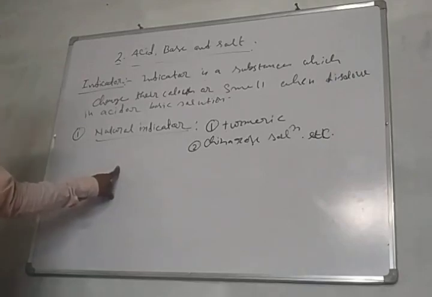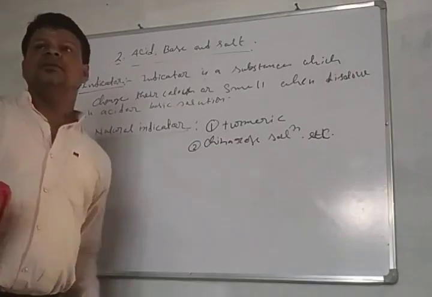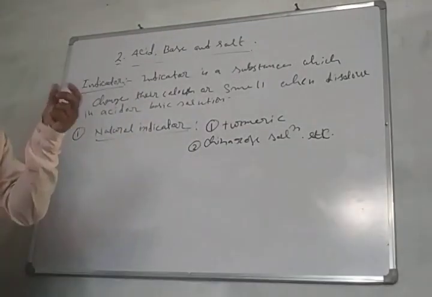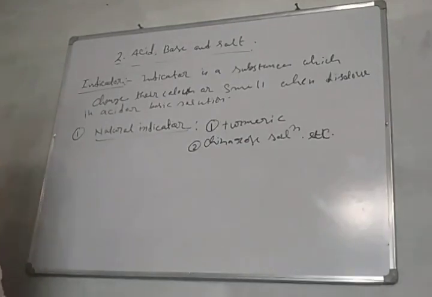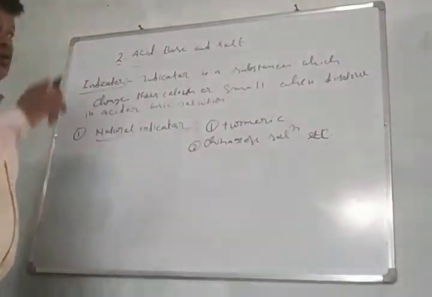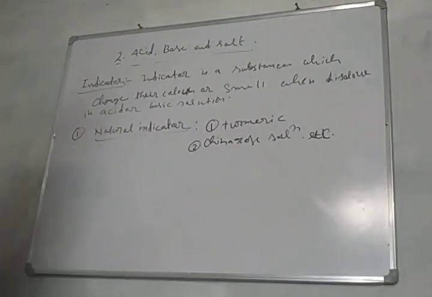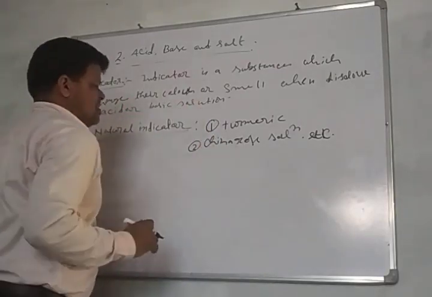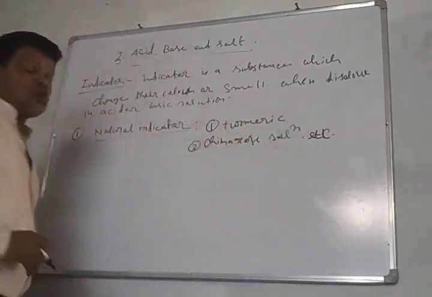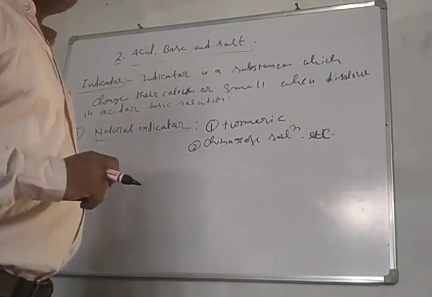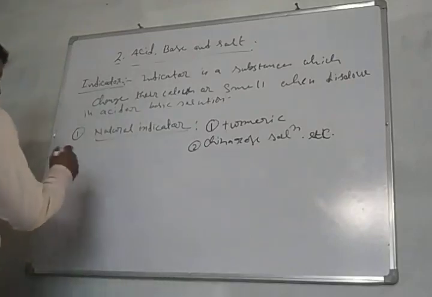Then it confirms that the solution is acidic. And in water solution, the color will not change. If the color does not change after adding it, then it confirms that the solution is neutral. So these are some natural indicators which can be used to recognize whether a solution is acidic, basic or neutral.